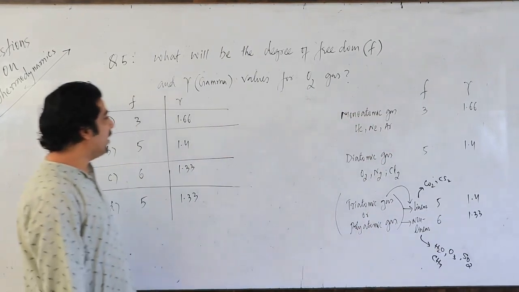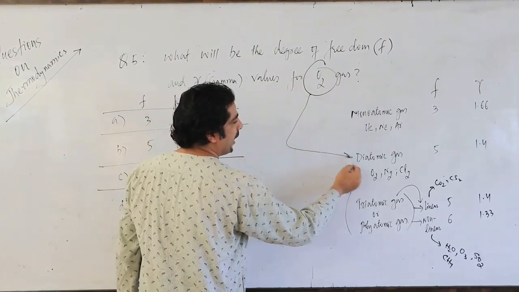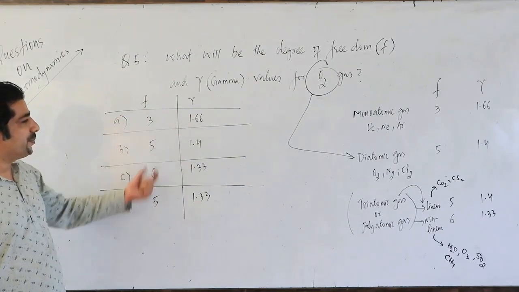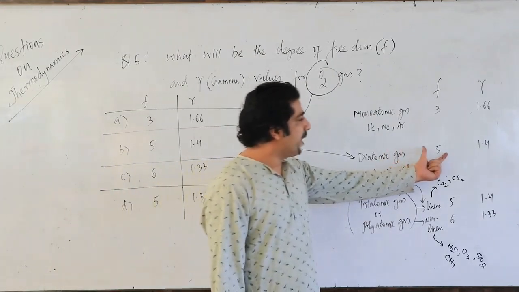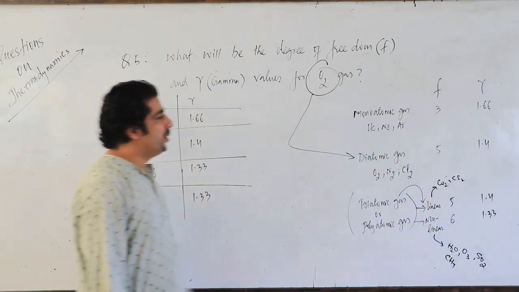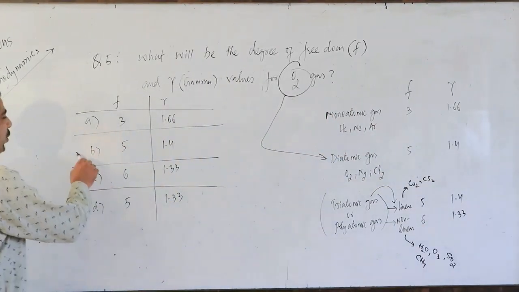And now what is the answer for our question? We know that this is our diatomic gas. So degree of freedom for diatomic gas is 5, and the gamma factor is 1.4. So the answer is option B.